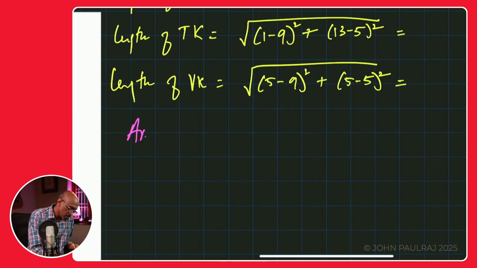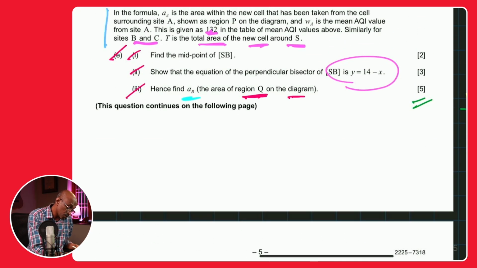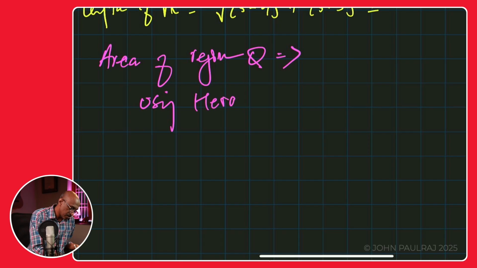So area of region R, I believe. Let me just double check that. Area of region Q, sorry. Area of region Q. That's a good thing of double checking. All right, so we can write down using Heron's formula.